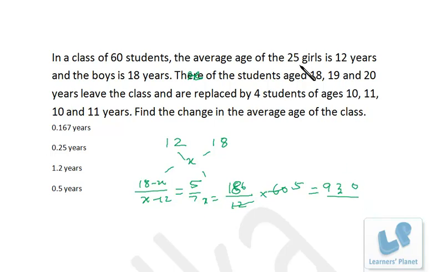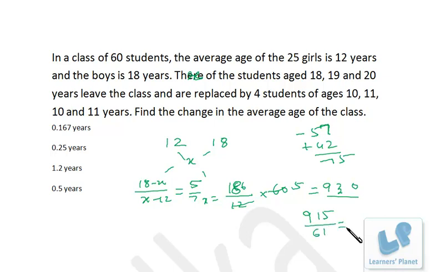Now see, what is the loss? That is 18 plus 19 plus 20, that is 19 into 3. The loss is 57 in the total, right? And the gain is 10 plus 10 and 11 plus 11, that is 42. So precisely 15 is the loss in the total. So the new total is 915 and the new number of students is what?